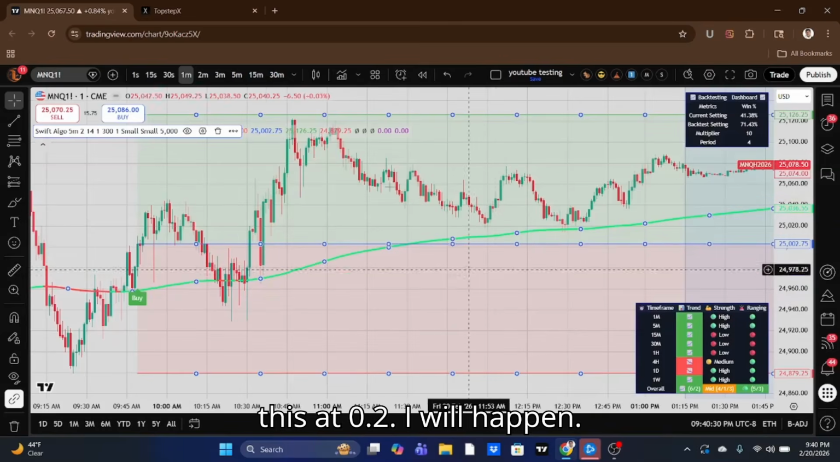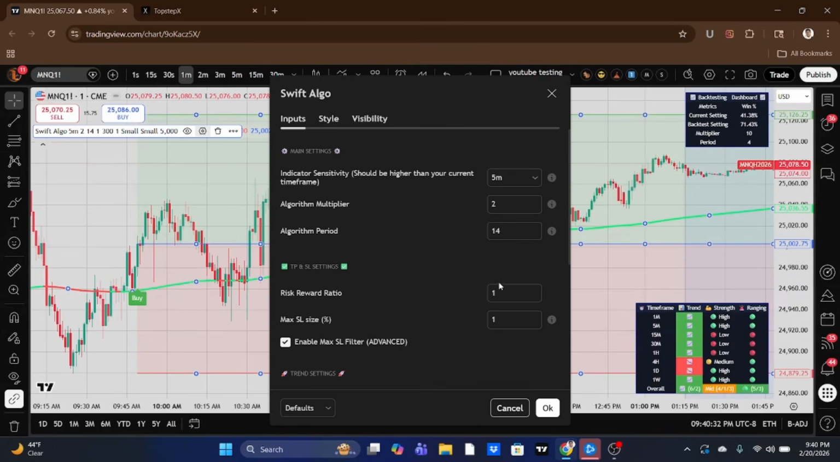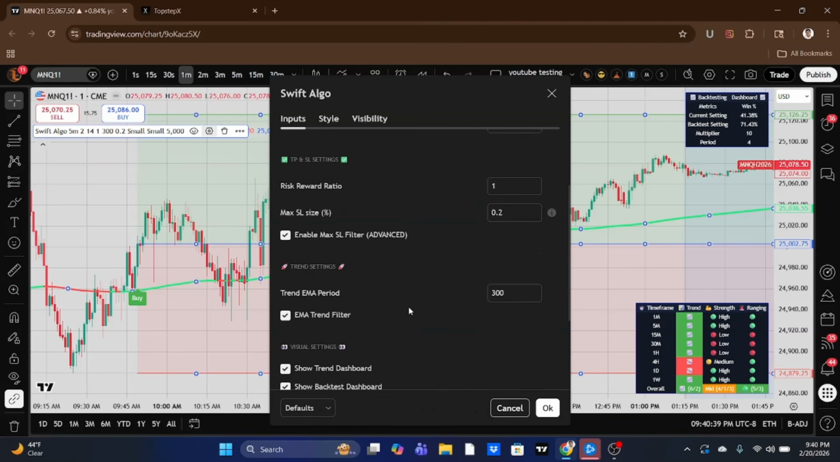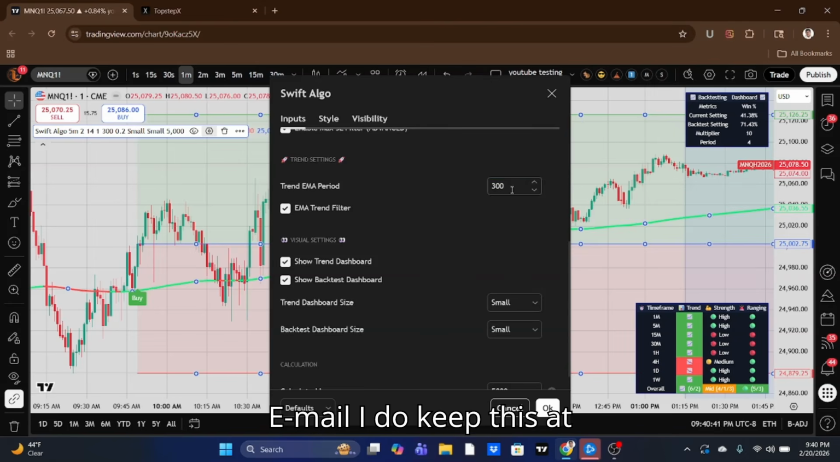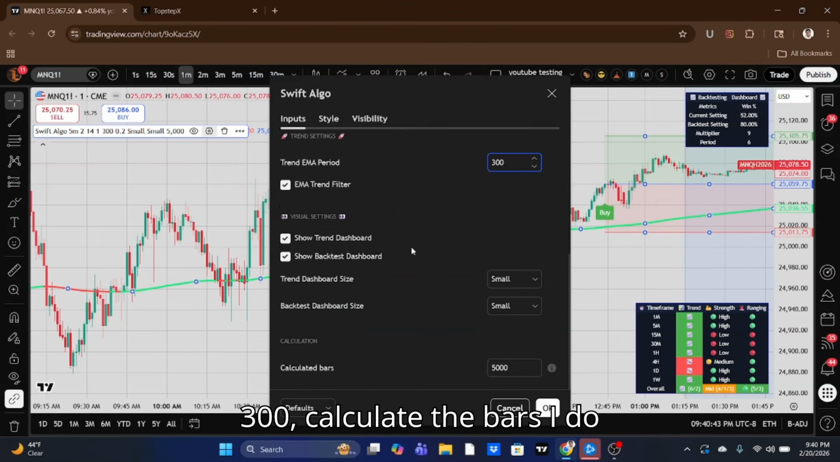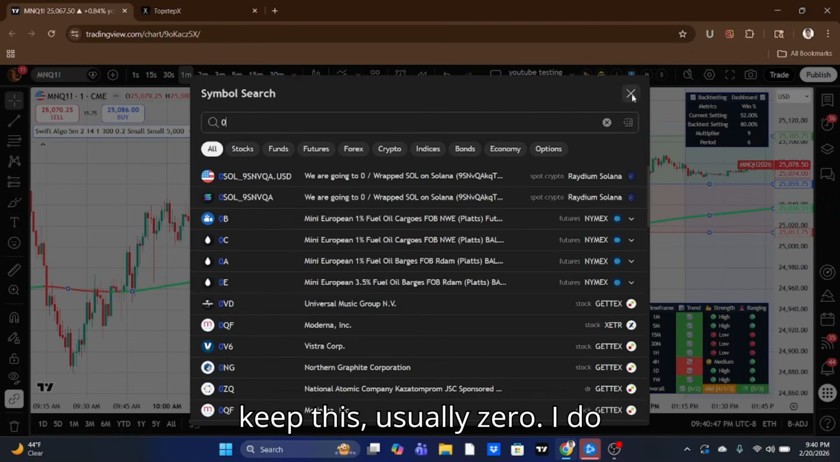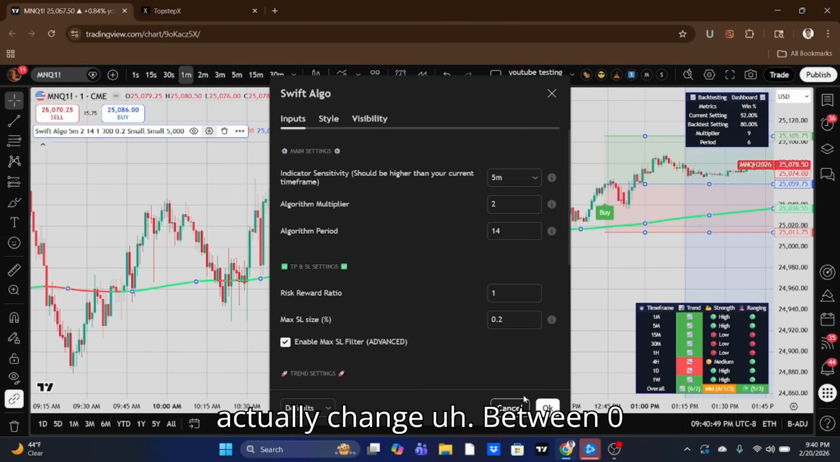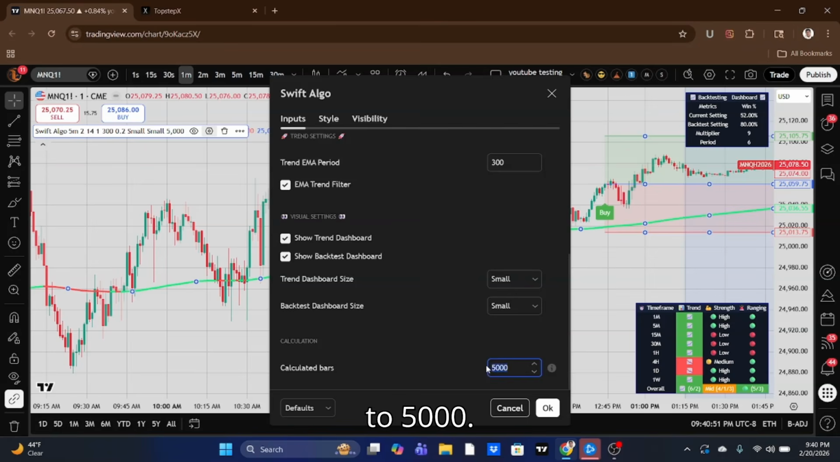So I do keep this at 0.2. EMA, I do keep this at 300. Calculated bars, I do keep this usually at 0. I do actually change between 0 to 5,000.